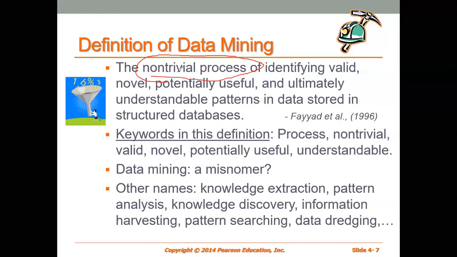The non-trivial process of identifying the valid and novel. Valid means workable. Novel means new, and potentially useful, and ultimately understandable patterns. So the basic thing is the patterns. It's a process to find understandable patterns in data stored in structured databases. So you are dealing with structured databases. There are three important things in the definition: first, a non-trivial process; second, understandable patterns; and third, structured databases.